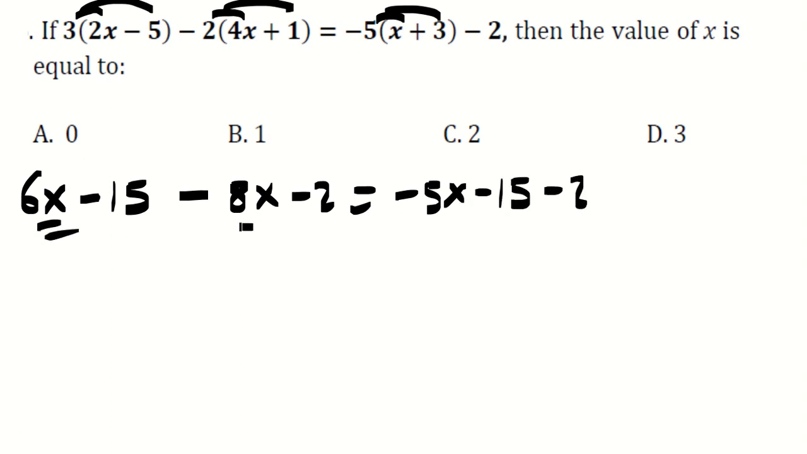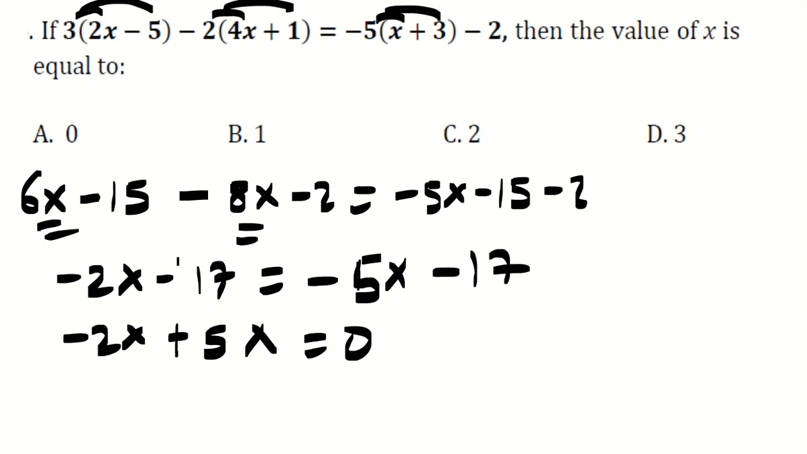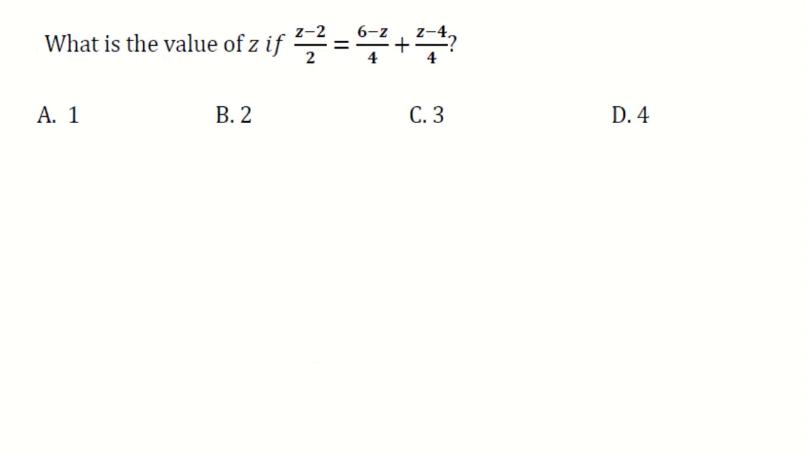Collect the like terms now here. Negative 2x minus 17 is equal to negative 5x minus 17 again. Bring the 5x here. Negative 2x plus 5x is equal to 0, because this negative 17 will go and add it. Here 3x is equal to 0, means x is equal to 0. So the answer will be A.